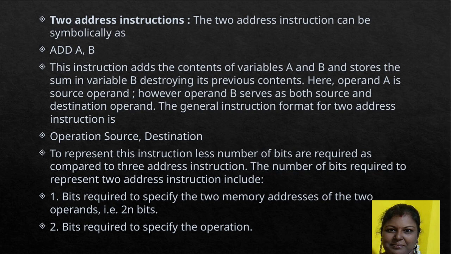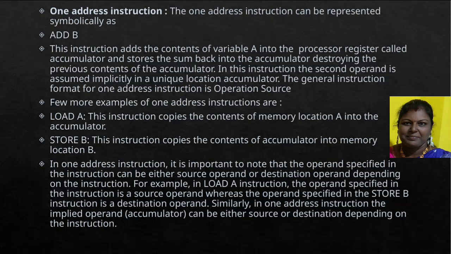Let's talk about 1 address instructions. These use a single explicit operand, while the other operand is always the accumulator, a special processor register. For example, ADD B adds the value in variable B to the accumulator, replacing whatever was there before. The general format is operation followed by source. Instructions like load A copy data from memory into the accumulator, while store B moves data from the accumulator back to memory. The operand can be source or destination, depending on the instruction, but the accumulator is always involved.